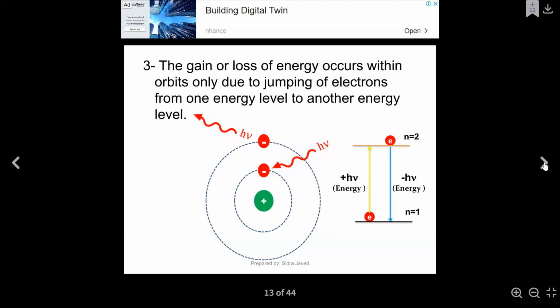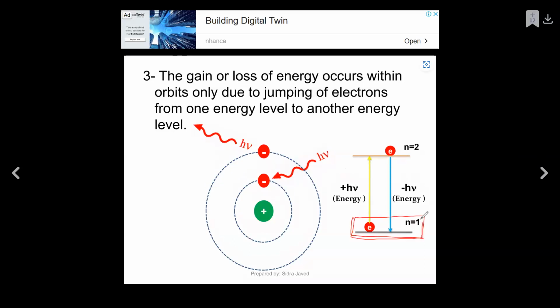And that I have told you, the electron absorbs a packet of energy, h nu. So the electron present at n equal to 1 is in the lower energy level. It absorbs this packet of energy and it jumps to the second energy level. And what is this higher energy state called? Excited state. This higher energy state is called the excited state.